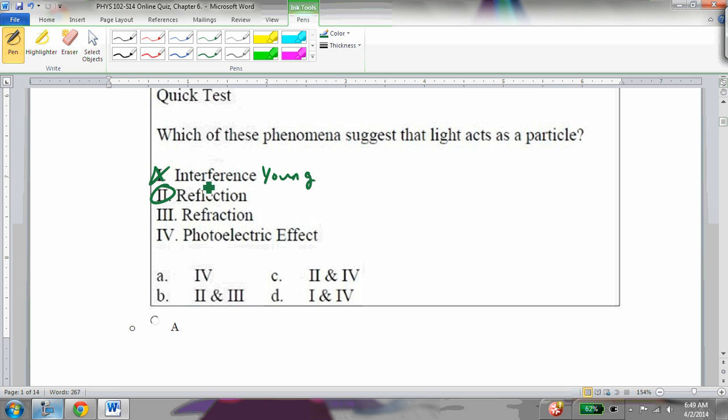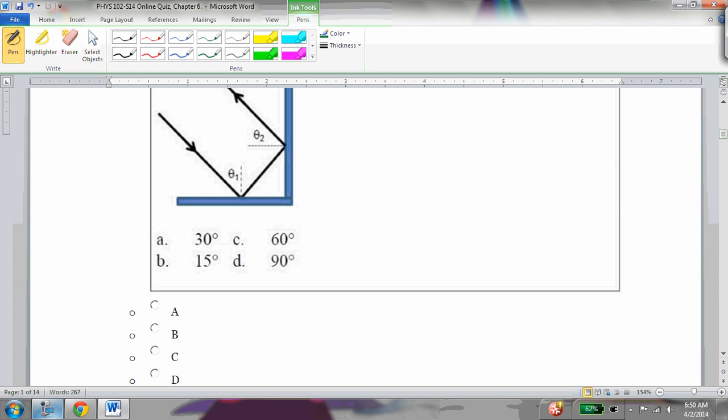Reflection, that is a particle, and it was Newton that described it as a particle because of this. Not refraction, that's as a wave. And remember, that was Huygens. And the photoelectric effect, that is a particle. And remember, that was Einstein. So I have the photoelectric effect and reflection, both of which show that it's particle. That's 2 and 4, so C is the right answer.